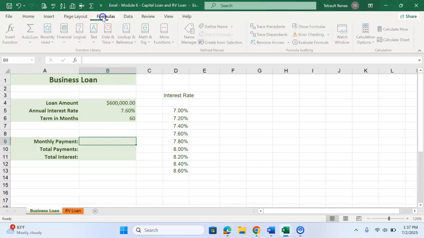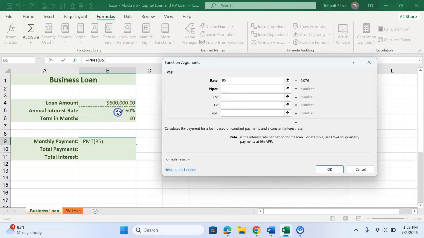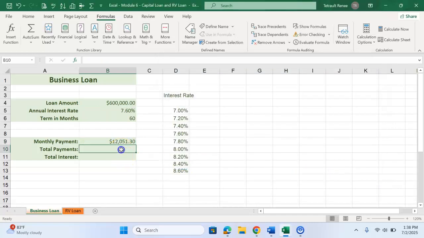So again, we'll start with our formulas. I'm going to go to recently used. There's my payment, the rate, always divided by 12, monthly payments. How many terms? There are 60 payments, which would be 5 years. And then the present loan value is $600,000. So it's quite a large, $12,051, quite a large monthly payment, but it's a business loan.